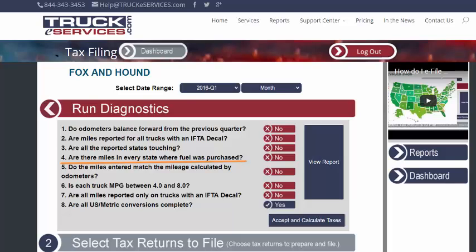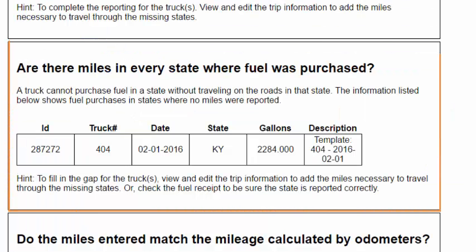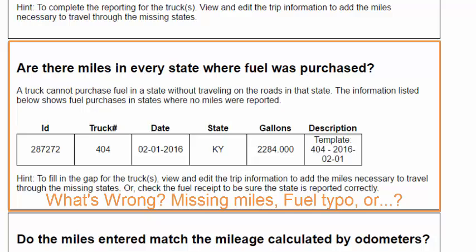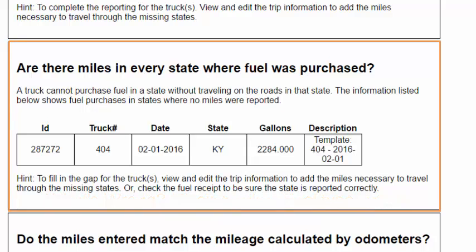Are there miles in every state where fuel was purchased? You can't buy fuel in a state without driving in that state, right? So let's go back to our report. And we know it's Unit 404, and they supposedly bought fuel in Kentucky. So I'll go through that same process again to find the line of data, and then I'll decide how to make the correction. Am I missing miles, or is the state a typo? Again, as easy as this one may seem, I can't tell you how you would want to make the correction. How you make and document your data corrections is completely up to you.